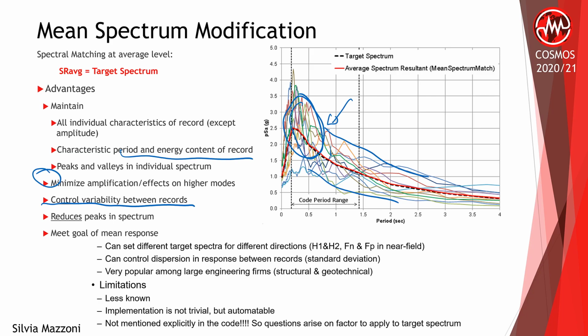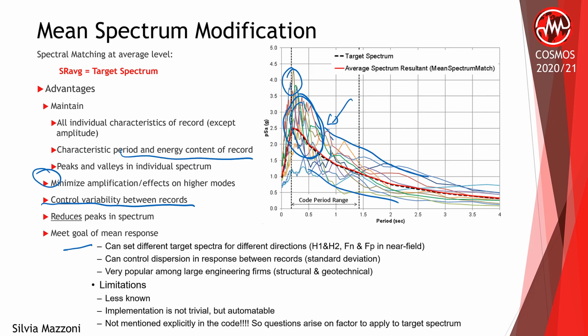It reduces the peaks in the spectrum, so it has really softened these peaks here, and it does meet the code and the goal of the mean response. You can also set different target spectra for different directions now. You don't have to just keep the two because you're literally playing with the individual records.